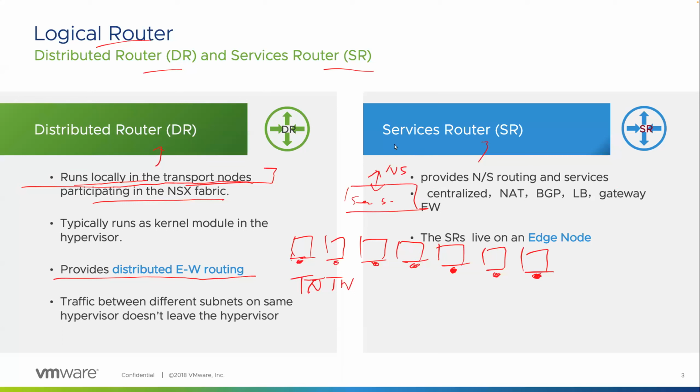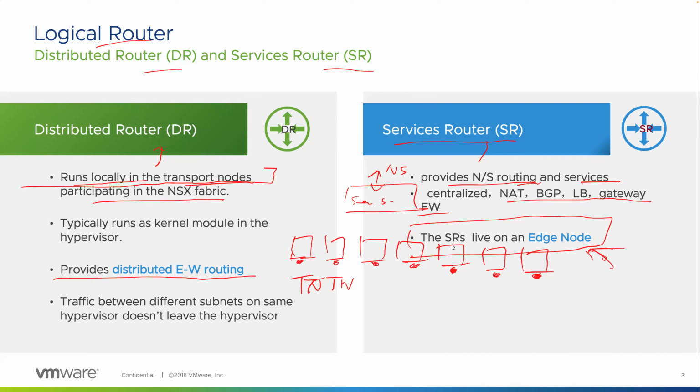For the service router, we have centralized routing or network services, for example, north-south routing and services, NAT, BGP, or gateway firewall. This SR, or service router, function lives on an edge node. Just remember that. Just be careful.